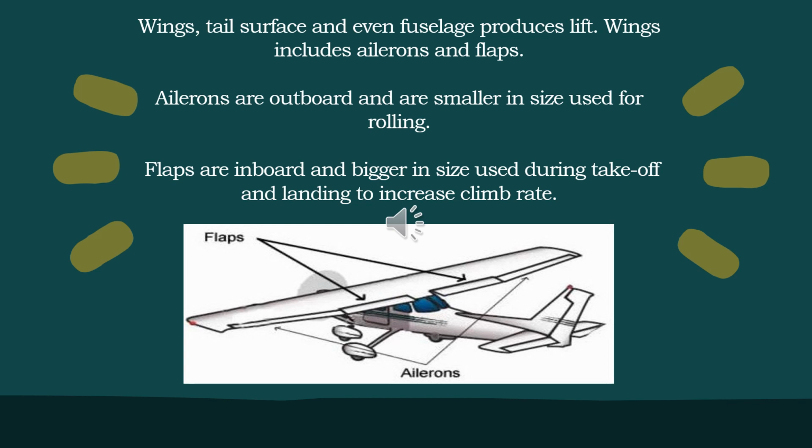Ailerons are found on the trailing edge of the wing, typically closer to the wingtip. That means ailerons are outboard, and they are smaller in size compared to the flaps, and they are used for rolling. This movement is referred to as roll. Flaps are inboard, and they are used to increase the amount of lift during landing and takeoff. They increase the lift that a wing produces by increasing the camber and surface area of the wing, so it increases the climb rate basically.